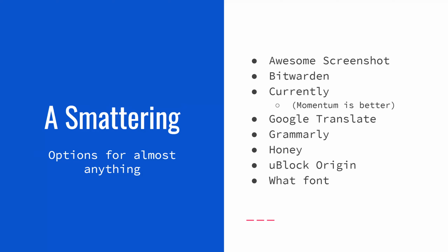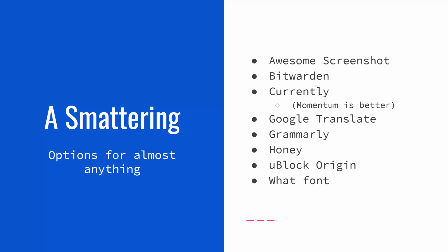Currently is kind of, if you remember sometimes in older browsers, whenever you opened up a new tab, it would give you information like the weather. Currently and Momentum are browser extensions that allow you to customize what you see when you open up a new tab. Google Translate, this is already built into Chrome, but basically if you're visiting websites that may not be in your preferred language, Google Translate can come on in and just change the entire site to English or whatever language you want.